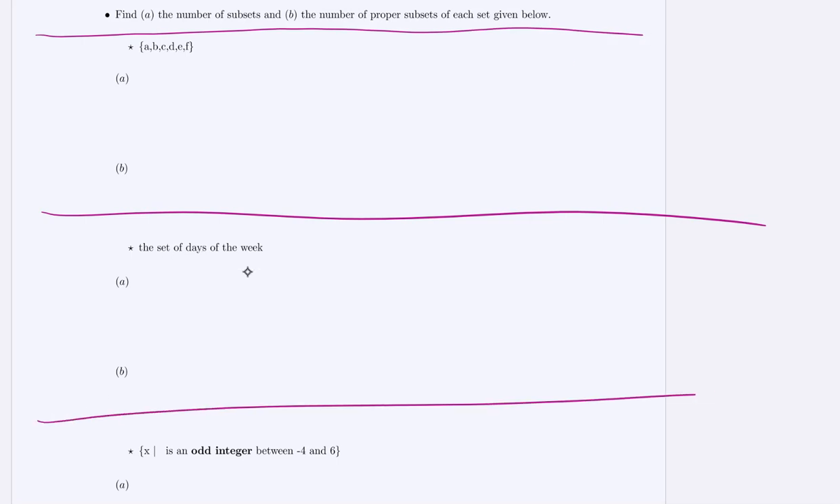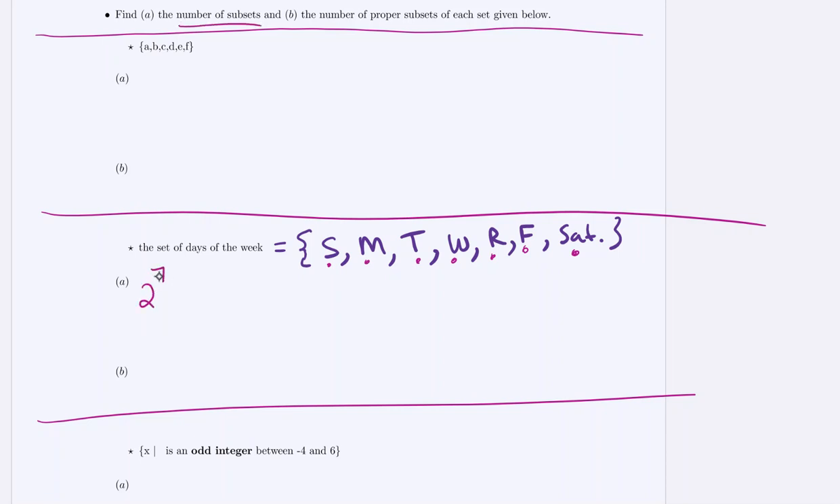The set of the days of the week, again, this is a word description. It might be helpful to write out exactly what that is. That's Sunday, Monday, Tuesday, Wednesday, Thursday, Friday, and then Saturday. So we see that there are 1, 2, 3, 4, 5, 6, 7. So to find the total number of subsets, that's 2 to the 7, because you just raise 2 to the number of elements you have, based on our formula. And to find the number of proper subsets, B, you would just subtract 1 from this number. So it's 2 to the 7 minus 1.